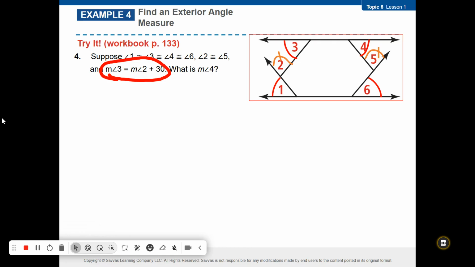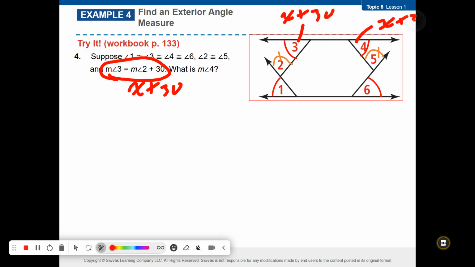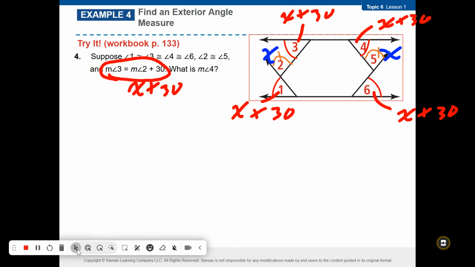So if this ends up being x plus 30, that means this is x plus 30. This is x plus 30. This is x plus 30. This is also x plus 30. Now here's the next part. We just said the measure of angle 2 is x. So that means this is x and this is x. So it's this plus this plus this plus this plus this plus this equals 360.